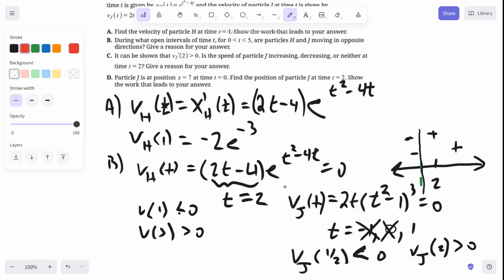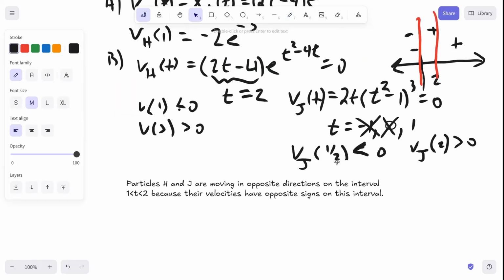So notice that on the interval between 1 and 2 is where the two objects are moving in opposite directions because their velocities have opposite signs there. So we would write that in a concise statement. So there we have our statement.